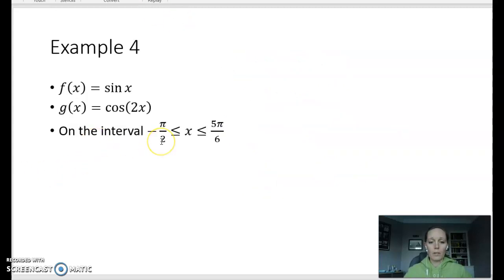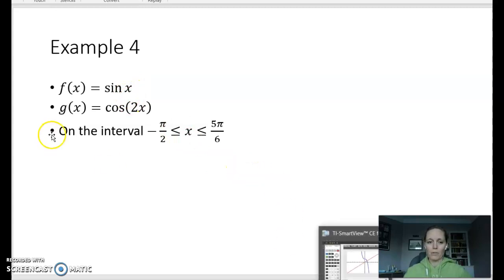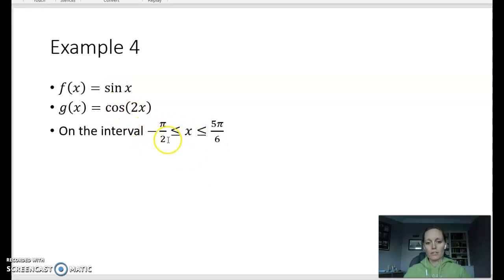The last example I want to go through with you is a trig example. Again, we're going to take a look at this on a graphing calculator, and we're going to have some discussions about what you need to know about the unit circle. So our functions here are sine of x and cosine of 2x on the interval from negative pi over 2 to 5 pi over 6.